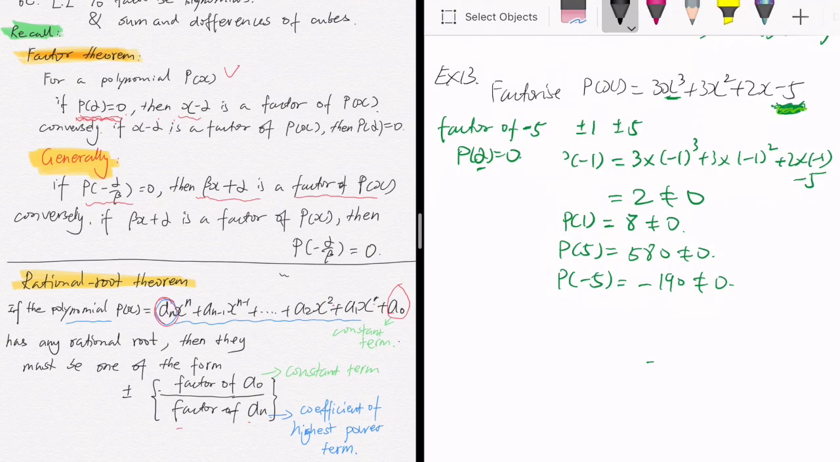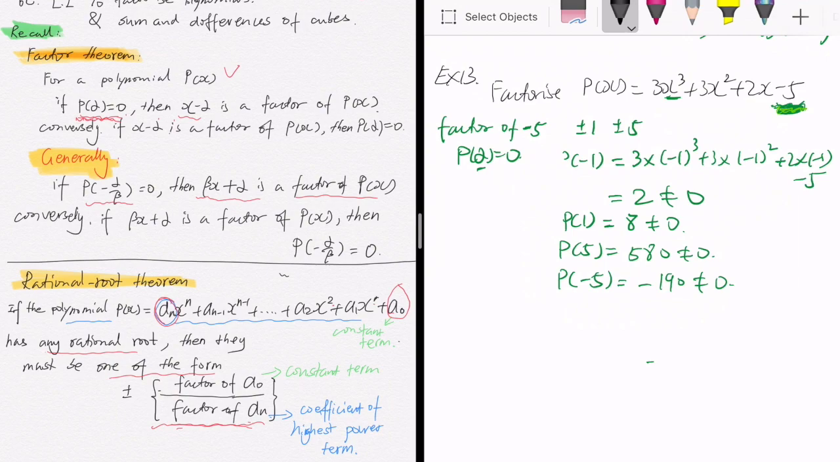Okay, so if a polynomial has any rational root, it must be of this form: a factor of a0, which is the constant term, over a factor of an, where an is the coefficient of the highest power term. You are probably very confused about this definition of the rational root theorem. That's all right. Let's use example 13 again to help you understand.